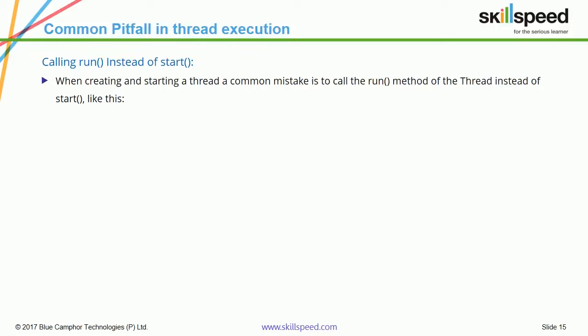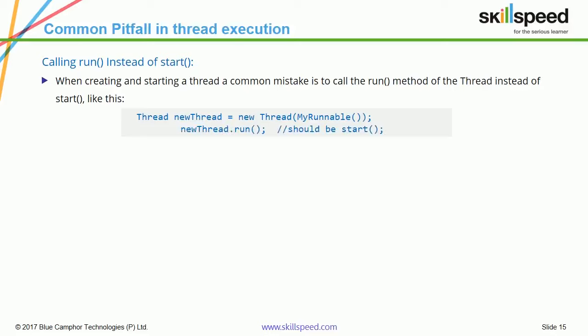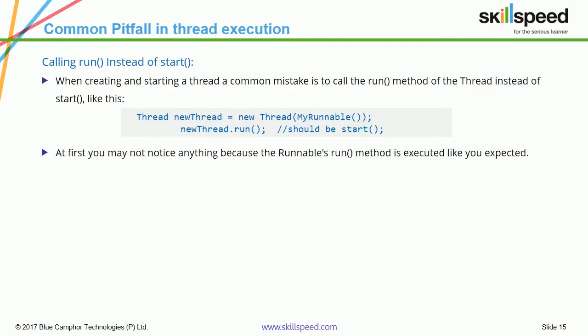When creating and starting a thread, a common mistake is that we call the run method of the thread instead of the start method, like this. Thread newThread = new Thread(myRunnable); newThread.run() is what we usually, by mistake, tend to do. But it should be the start method instead of newThread.run.